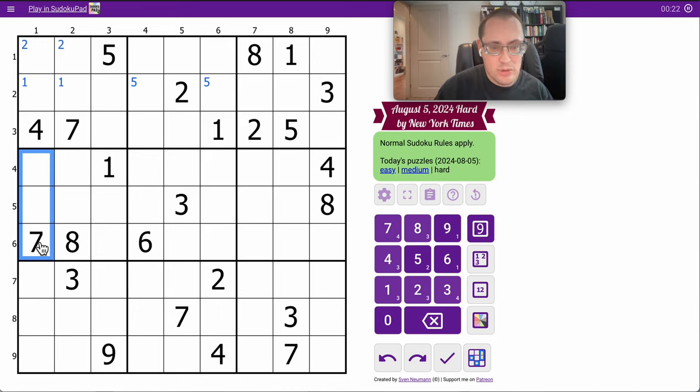In the middle three rows, I have 1, 4, 3, 8, 7, 8, 6. Okay. I'll get an eight in row four, but that's all I get.